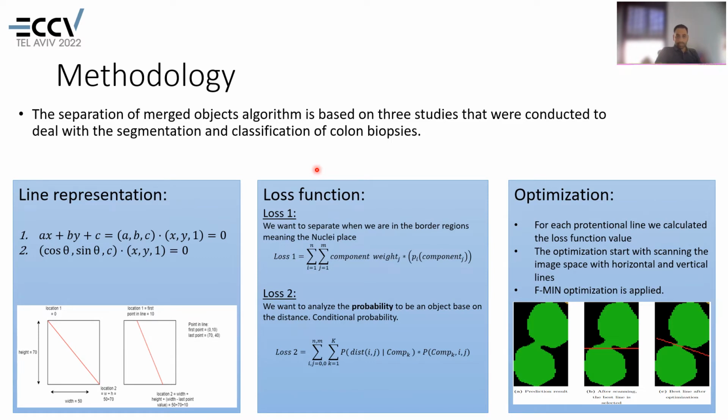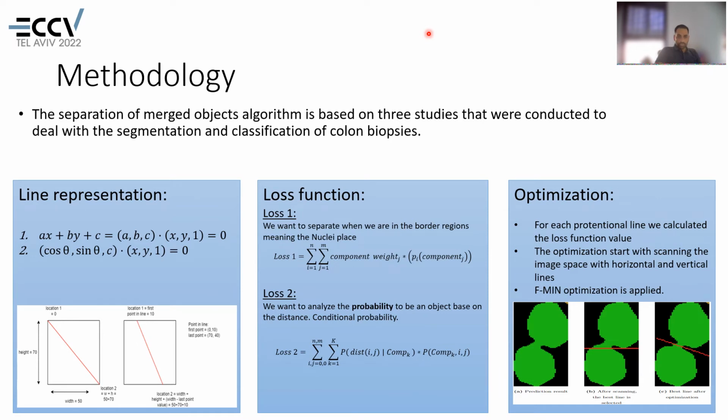In the first part of the loss function, we want to separate when we are at the border of the object, for example at the nuclear region. For each potential line, pixel values of the semantic segmentation are calculated for the object itself and for the component, for example the crypt and the nuclei.